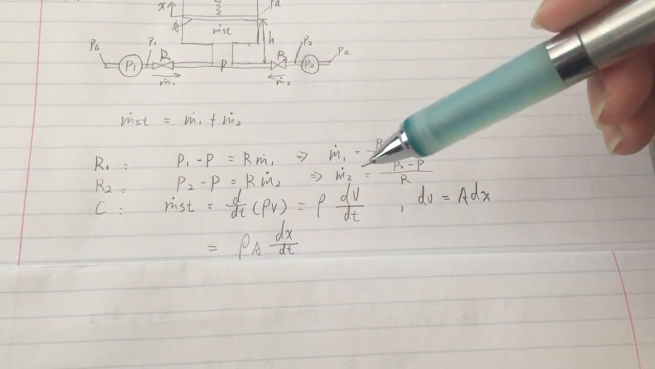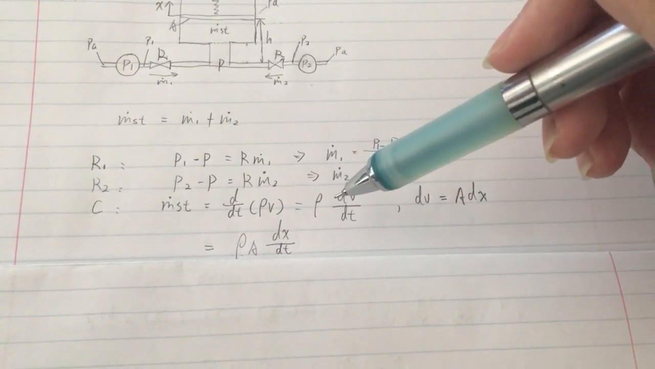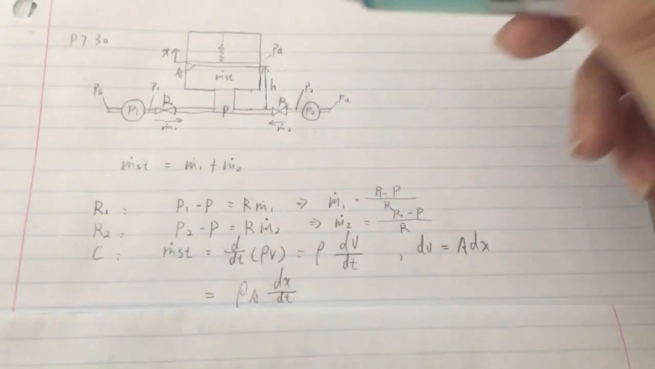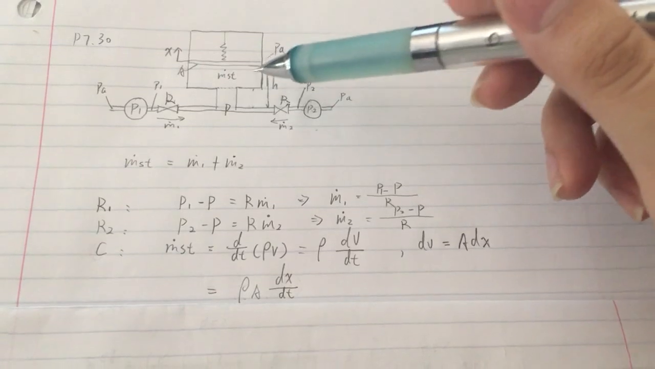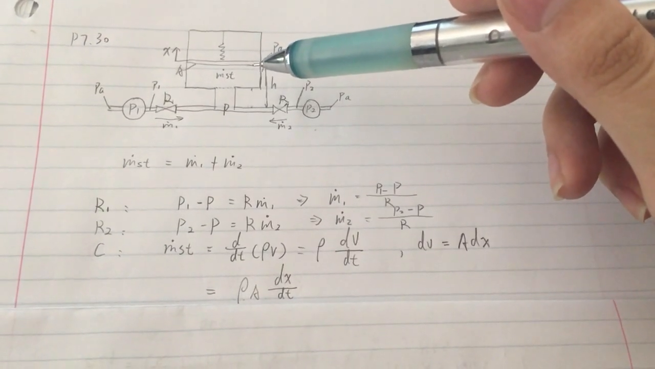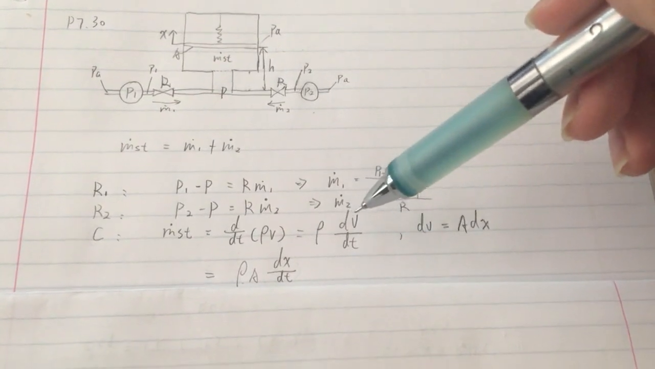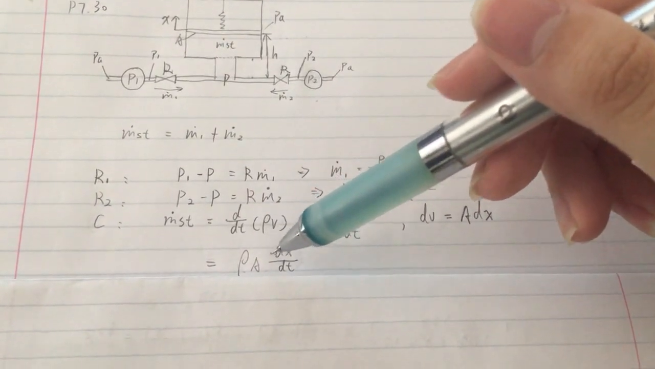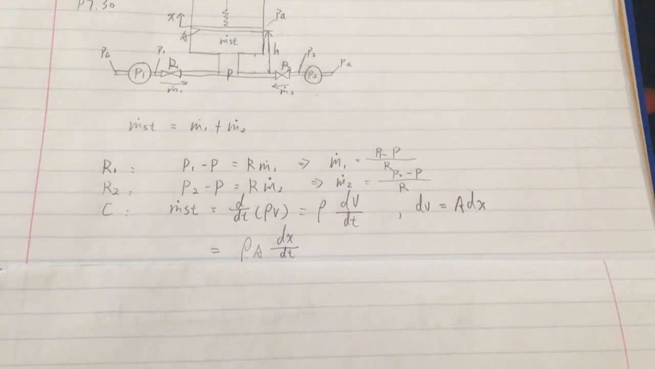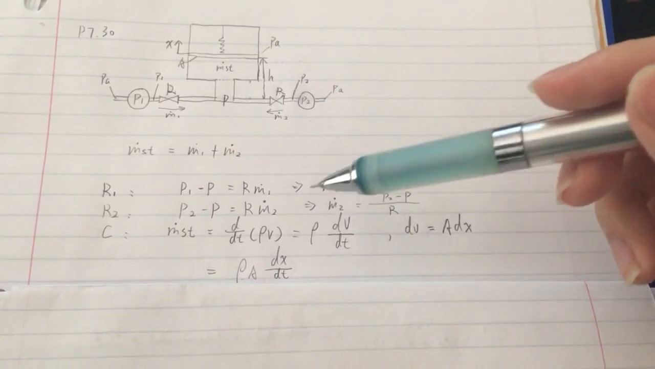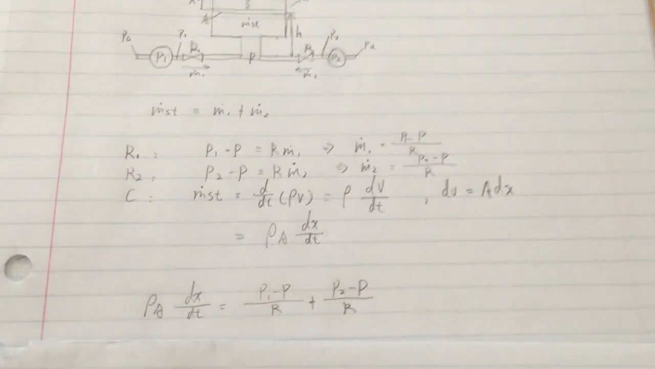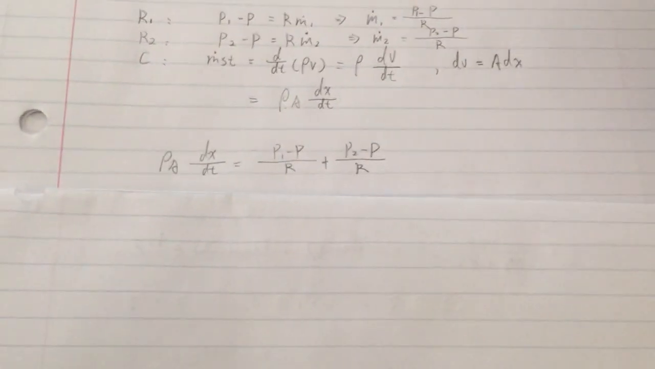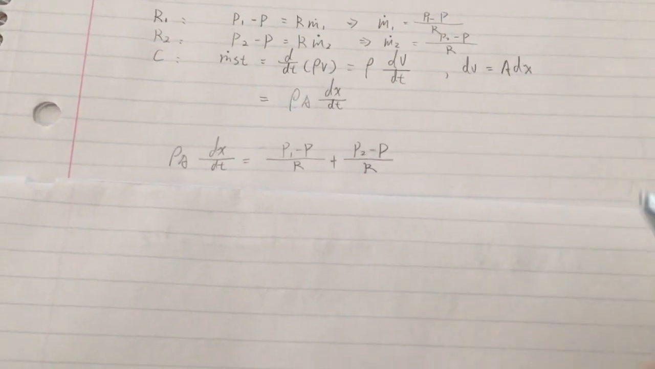MST dot equals the derivative of rho V, and rho is a constant, so we can move it out of the derivative. And from the figure, we can get that only the value of the top of the capacitor changes. So we can write dV as A times dx. So we can get rho A times dx over dt. Combining these four equations, we can get the models of x and P, but we only need P, so we need to remove x.